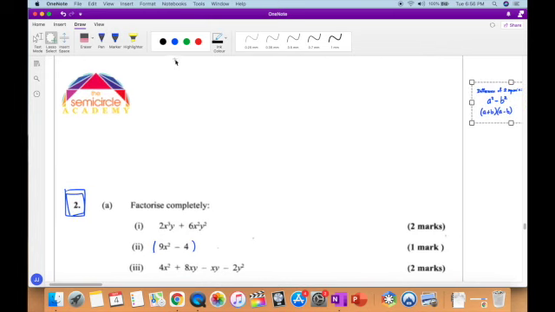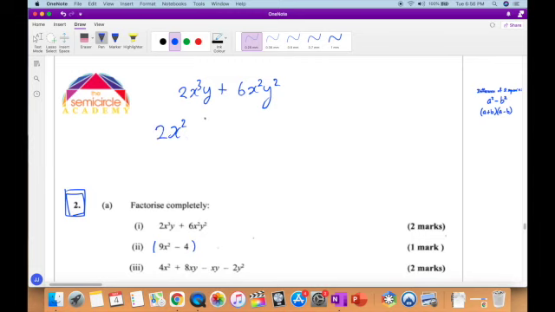So this number one here, I have 2x cubed y plus 6x squared y squared. And I have to look at what I could pull out. I can't pull out x cubed, but I could pull out x squared on the outside there. I could pull 2 on the outside there, and I could pull y on the outside. Then open brackets, 2x squared y.